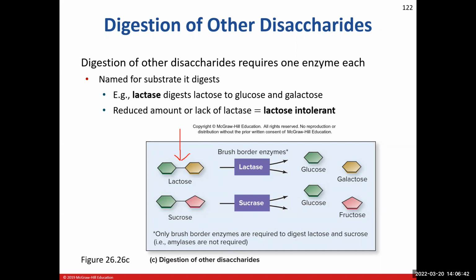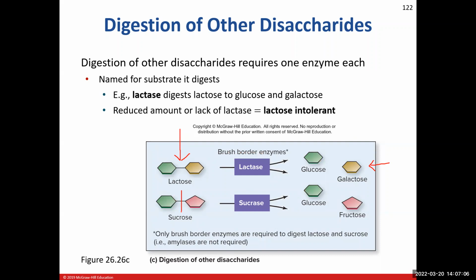So lactase is going to break that bond in the lactose molecule between glucose and galactose to provide us with these two individual monosaccharides. And then, of course, sucrase is going to break this bond here in our sucrose molecule to give us glucose and fructose.